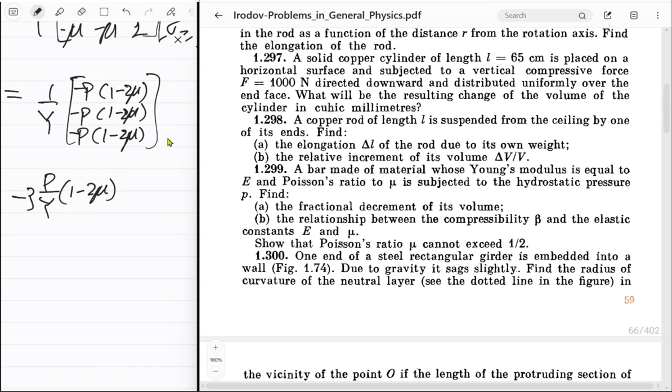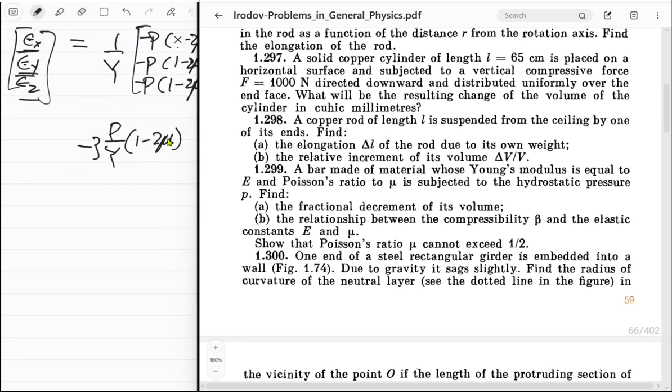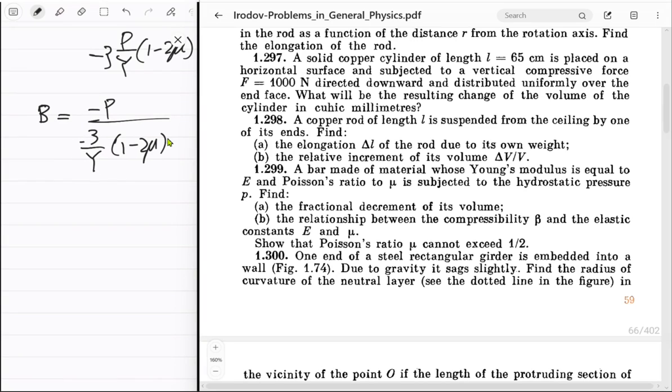So this strain, well, divide the stress by the strain, you will get the bulk modulus, right? So our stress is just this thing. P upon -3 upon Young's modulus, and you got 1 minus 2 mu. This is just equal to bulk modulus. Not quite, because it should actually be negative of that thing. Yeah, the stress is negative P. Does that make sense? So that's our bulk modulus.